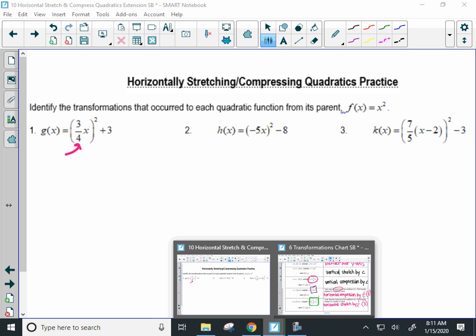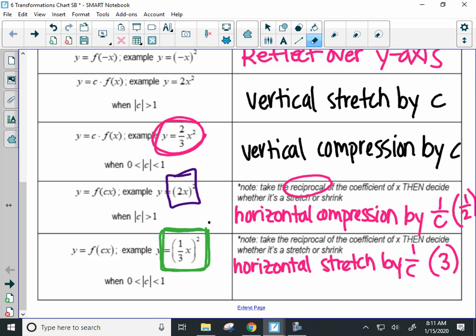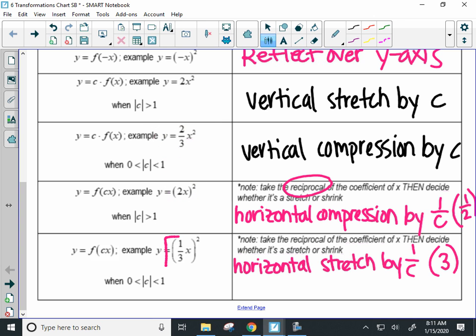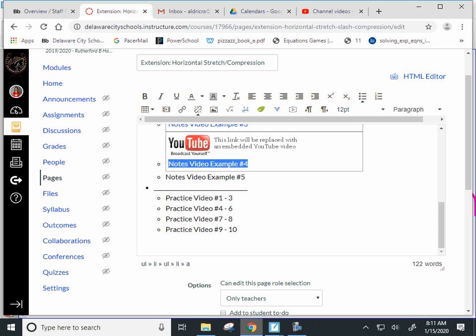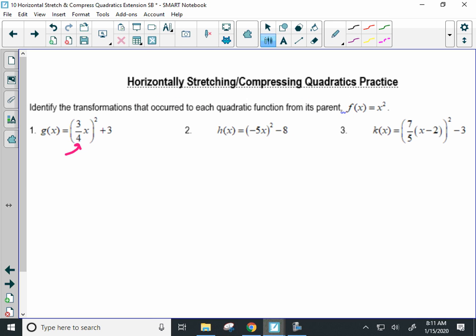When I have a number smaller than 1 inside the parentheses, down here on the bottom, this is going to be a horizontal compression, or I'm sorry, a horizontal stretch. You're stretching by the reciprocal of the number inside the parentheses. So what you have here is a horizontal stretch, I'll abbreviate, by the reciprocal of 3/4, which is 4/3.